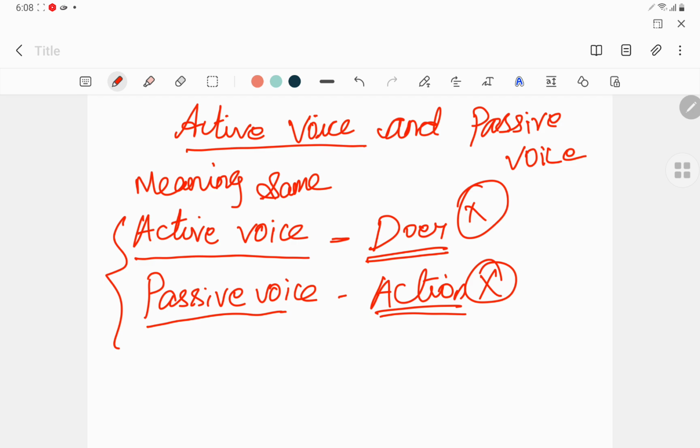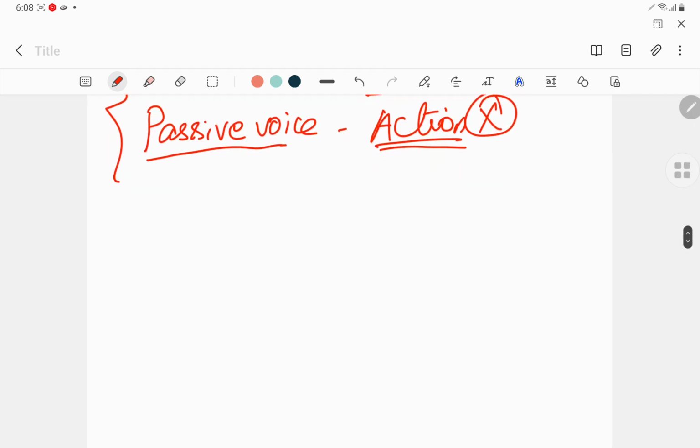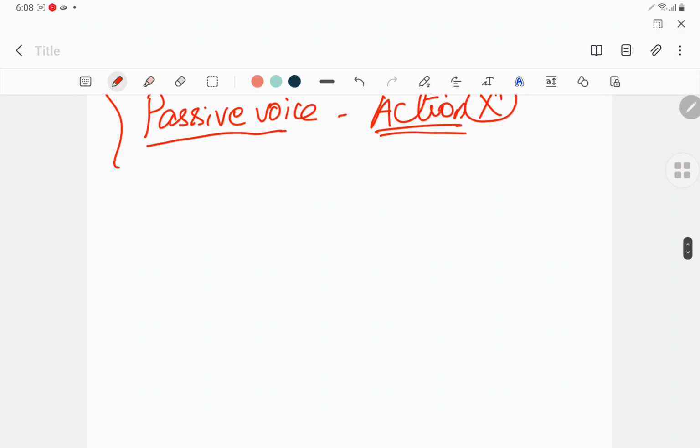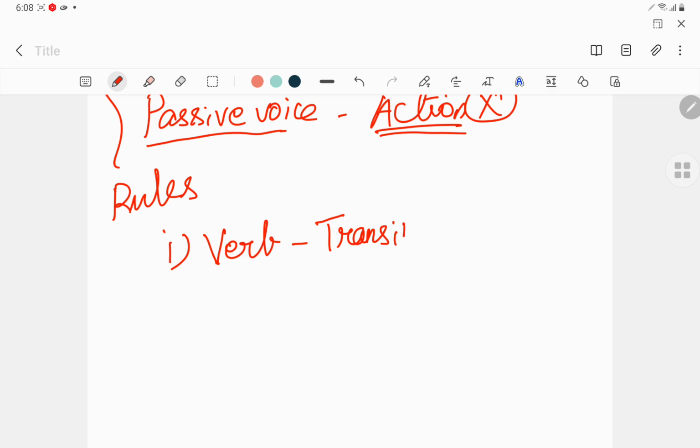And before that we have some rules to change active into passive. Okay, if you want to change any active voice into a passive voice, there are some rules. Rule number 1: the verb must be a transitive verb. Otherwise you can't change the sentence into a passive voice.